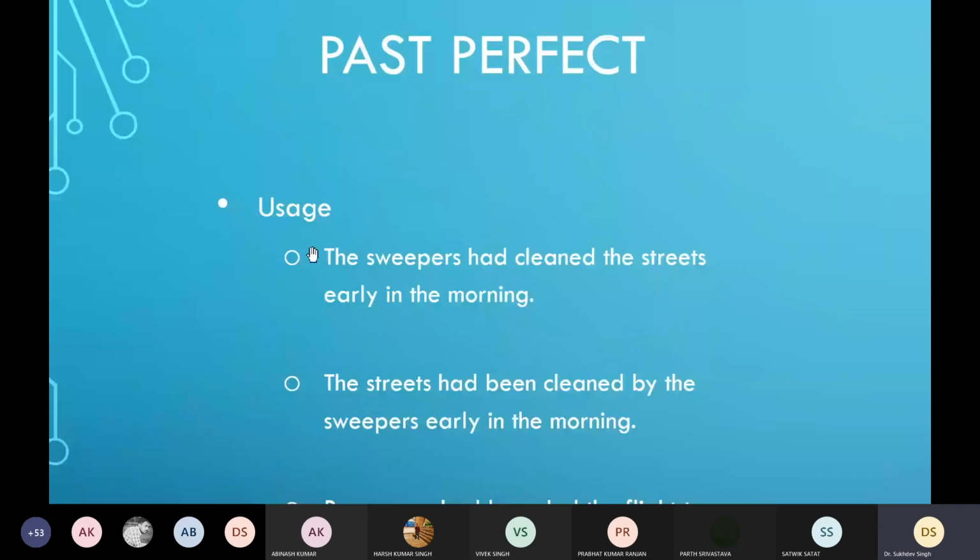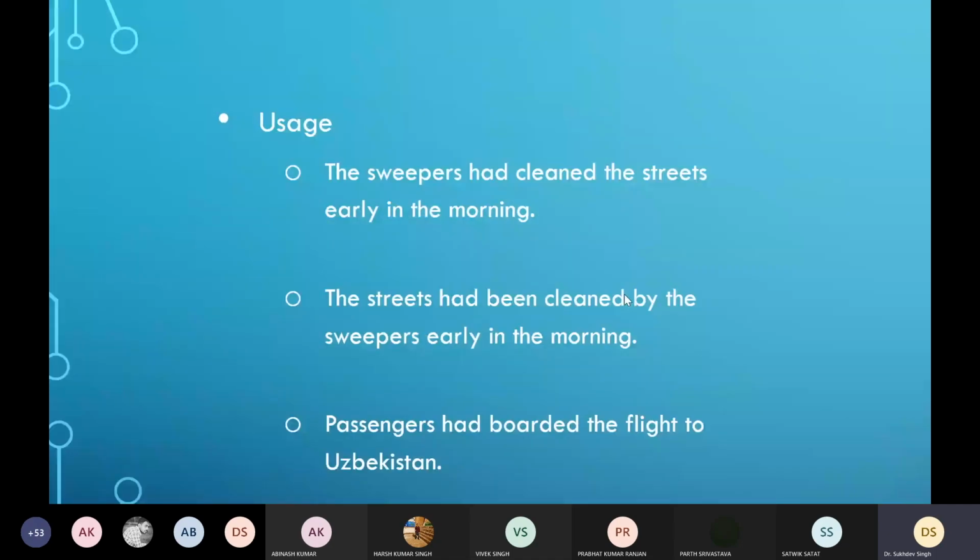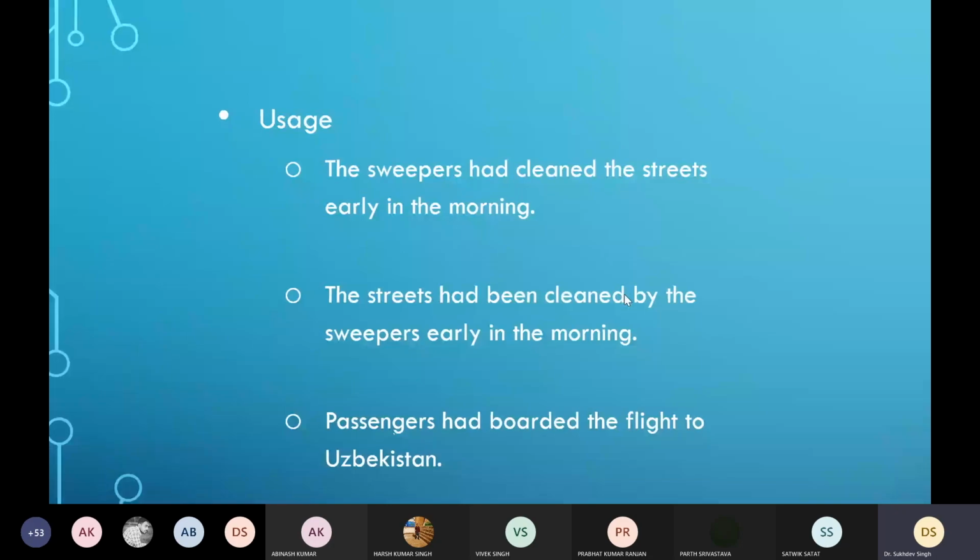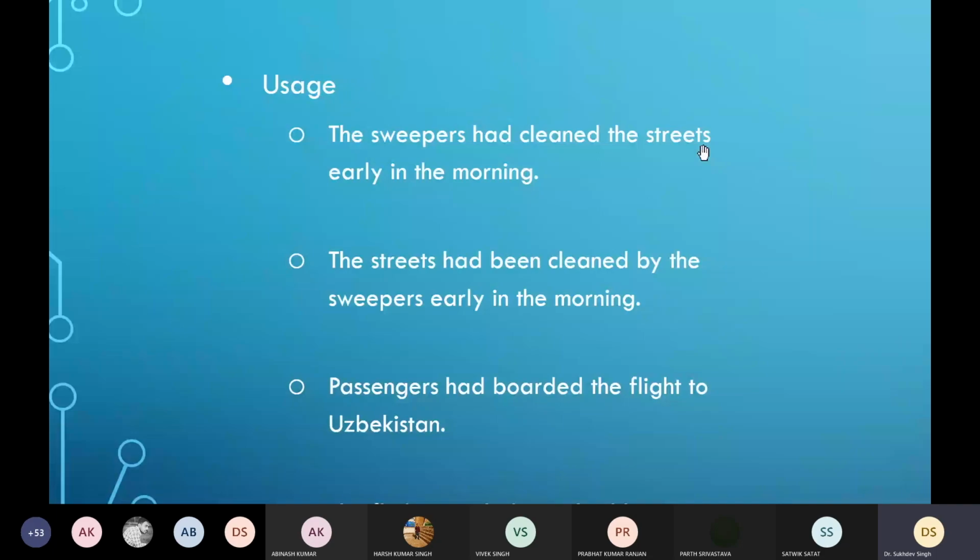Past perfect tense. Look at its usage. The sweepers had cleaned the streets early in the morning. Subject, then had, third form of verb, then the object. Now we will convert it into passive voice. We picked up the streets, which is the main object, because something is being done to the streets.